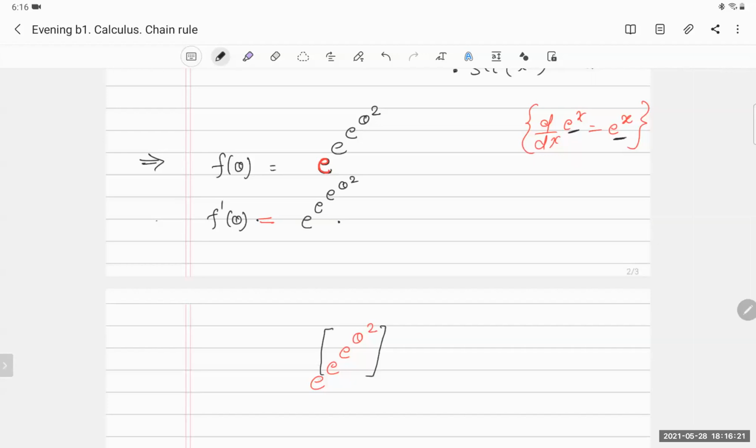So now this e is gone, the first e. Now we will write e की power theta square, right? Yes. Now this e is also gone. E की power theta square. Now this e is also gone.